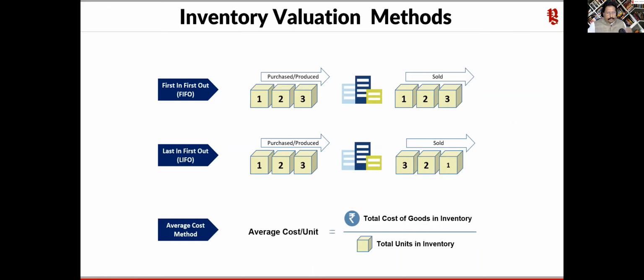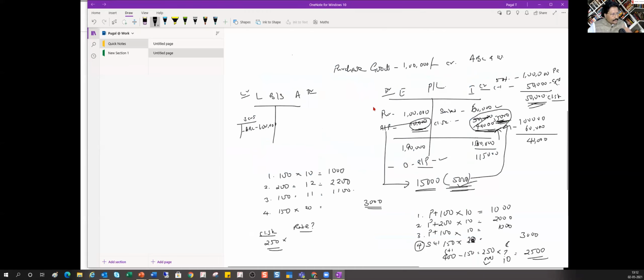So let us take the same example that we saw, and arrive at our closing stock value using these three methods. The first item I have purchased is 100 numbers at 10 rupees, so 1000. Then 200 numbers at 12 rupees. Okay, there is a mistake here. It has to be 2400. So 12 into 200, 2400. And the third item that I purchased is at 11 rupees.